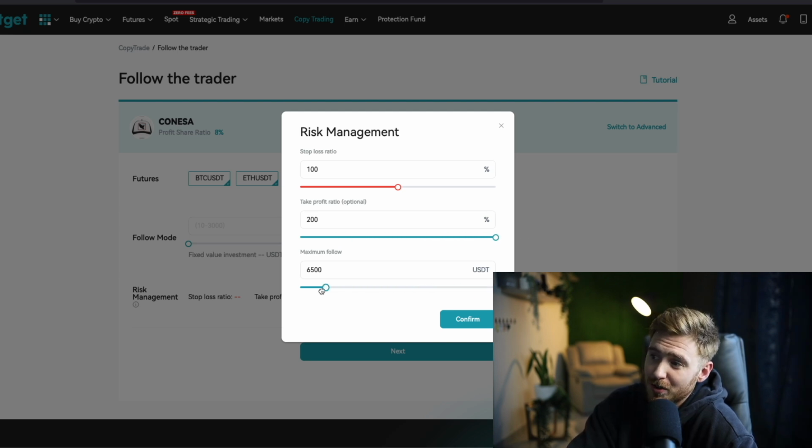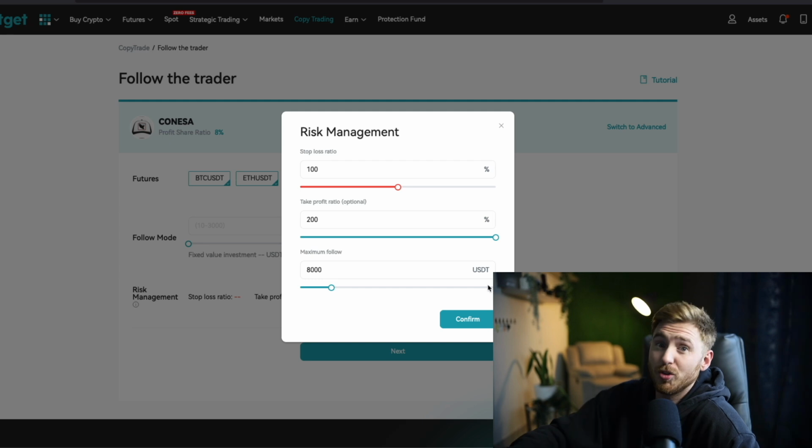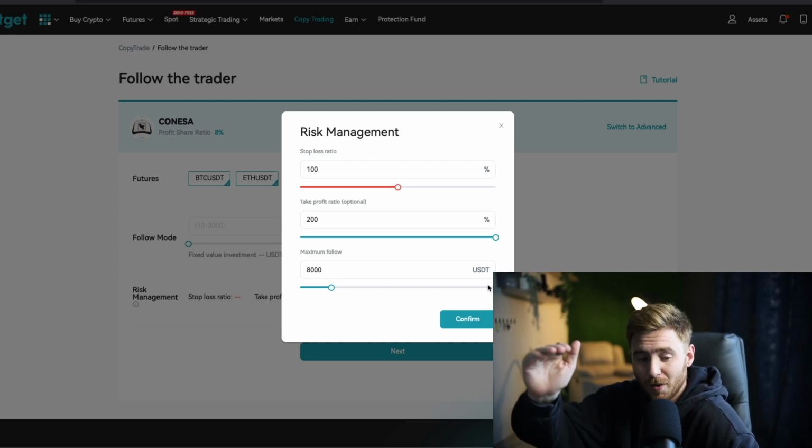You can also reduce the maximum follow amount if they keep taking out trades, which a lot of traders do if the price goes down, something that I do. If the price continually goes down, but I do think it's going to bounce, I may actually add trades on the way down to lower my entry point.